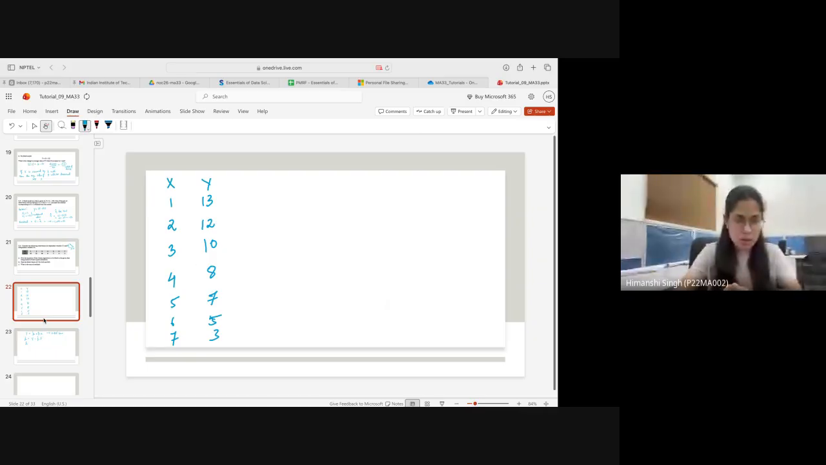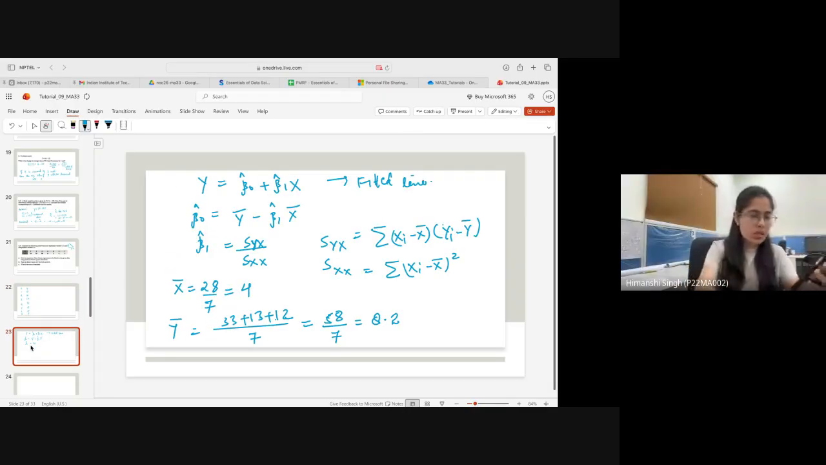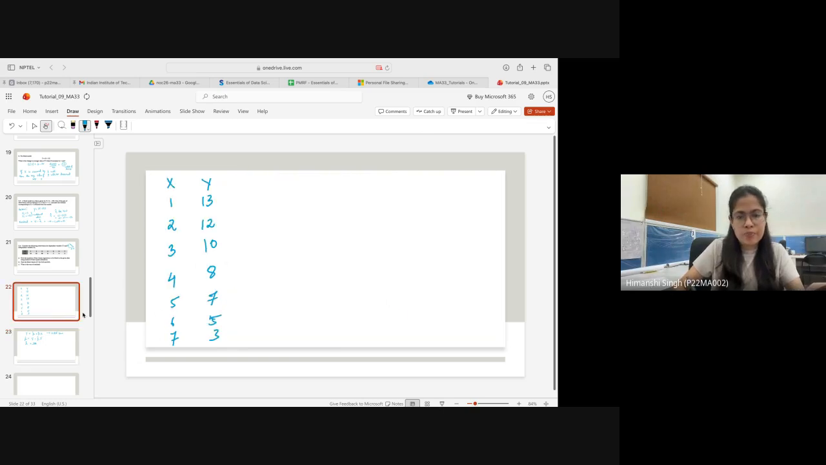Okay, so I'm also calculating whether 5 plus 6 plus 7, that is 20 by 7. So yeah, that is fine. The first one, 13 plus 12 plus 10 plus 8 plus 1 plus 5 plus 3. So it is 58 divided by 7. So yeah, it is 8.285. So let me consider this 0.28 only. Fine.